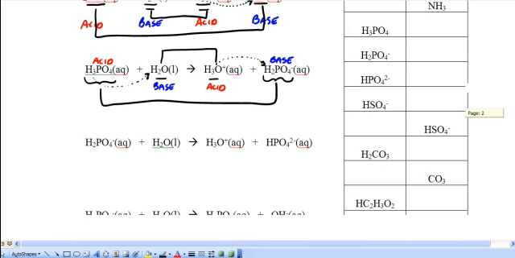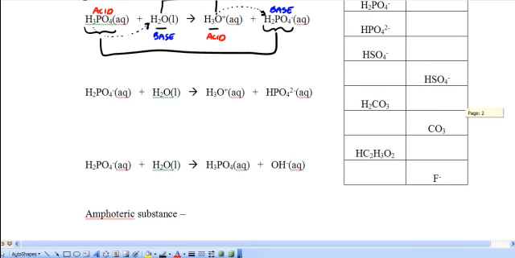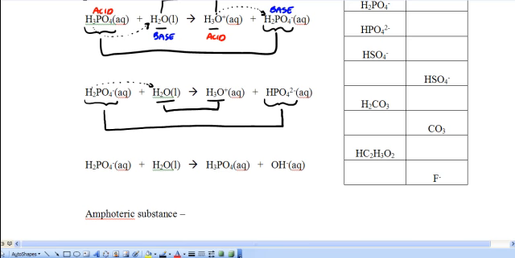Alright, so let's go ahead and try two more here. In this particular reaction, we're taking the H2PO4. In this case, the H2PO4 is going to react with the water, and it's going to donate the hydrogen to the water to form the hydronium. Of course, here's your conjugate pair. The H2PO4 will be paired up with the HPO4 2 minus. Those are the conjugate pair in this particular reaction.